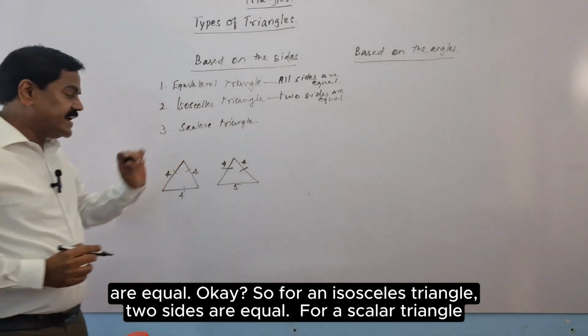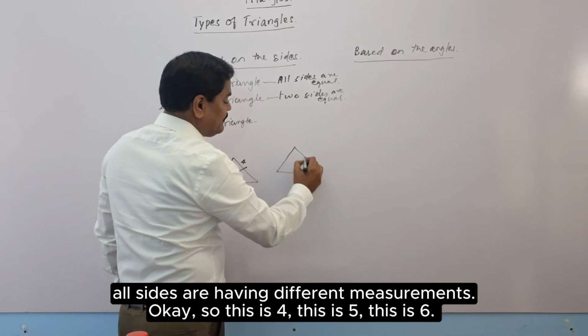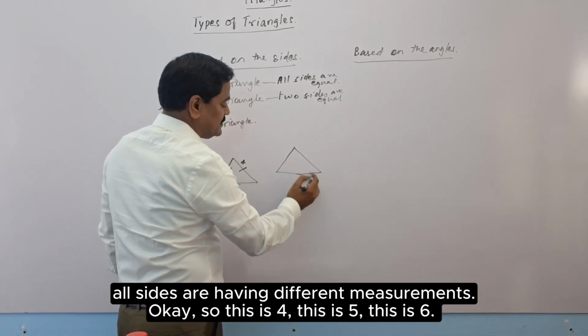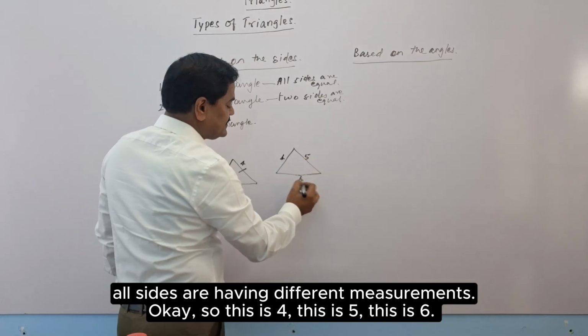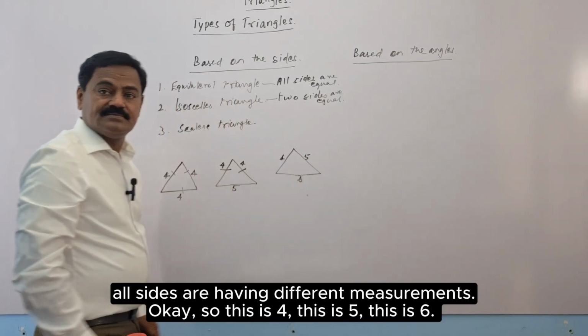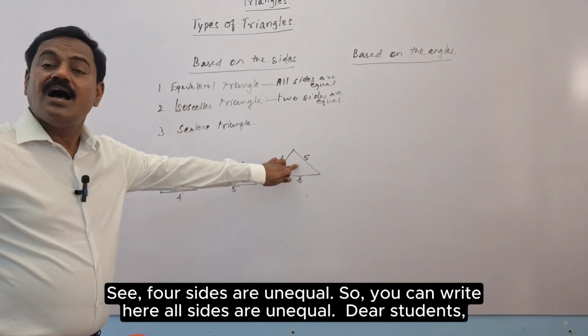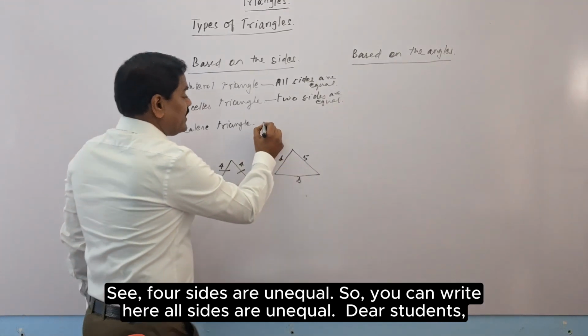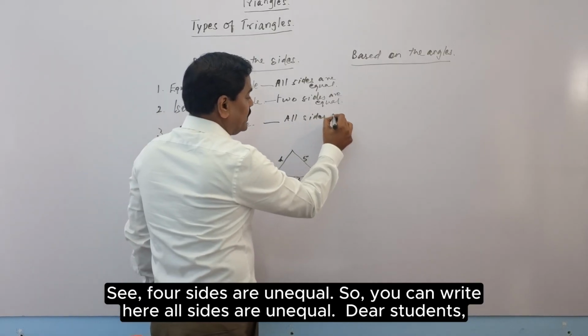Right. For a scalene triangle, all sides are having different measurements. Okay, so this is 4, this is 5, this is 6. Okay, see, all sides are unequal. So you can write here, all sides are unequal.